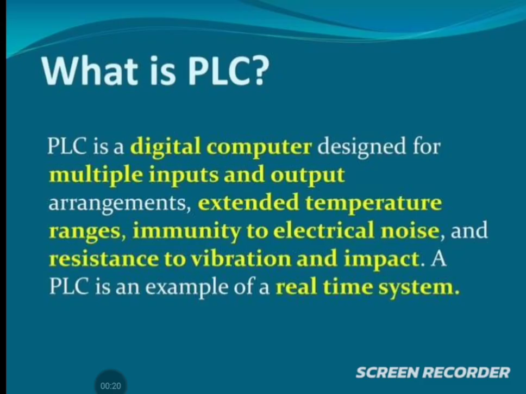In this video, the fourth unit covers PLC. The PLC is a digital computer designed for multiple input and output arrangement, extended temperature range, immunity to electrical noise, and resistance to vibration and impact. A PLC is an example of a real-time system.